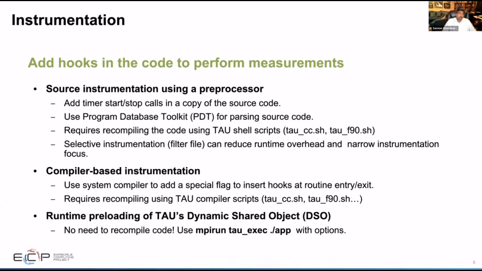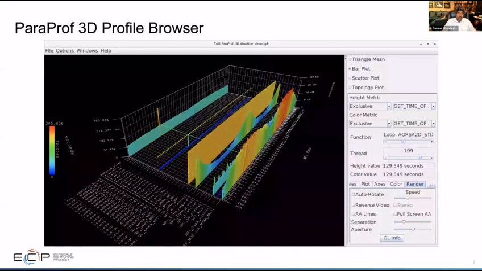You can do this at the source level, at the compiler level, and also at the runtime level using preloading of Tau's DSOs, or dynamic shared objects, where a shared library can be preloaded in the execution of your application, and it can intercept the MPI calls, it can intercept other types of calls and enable measurements, including event-based sampling.